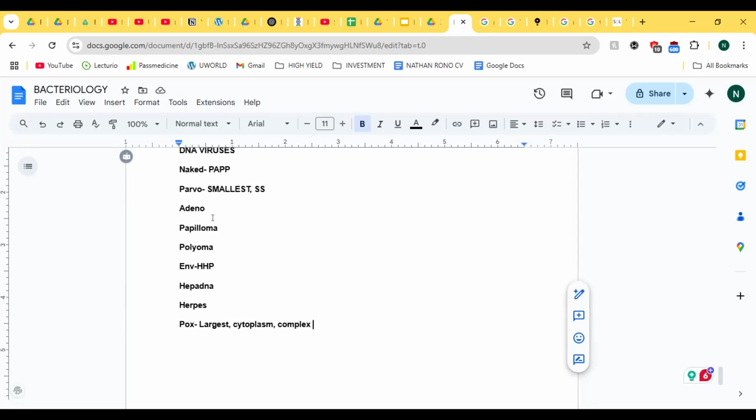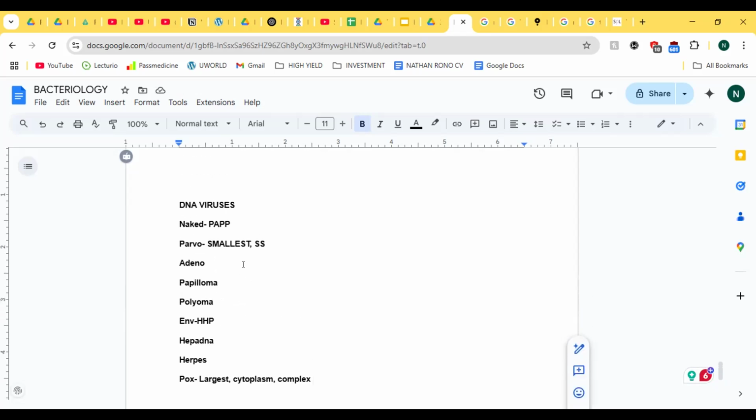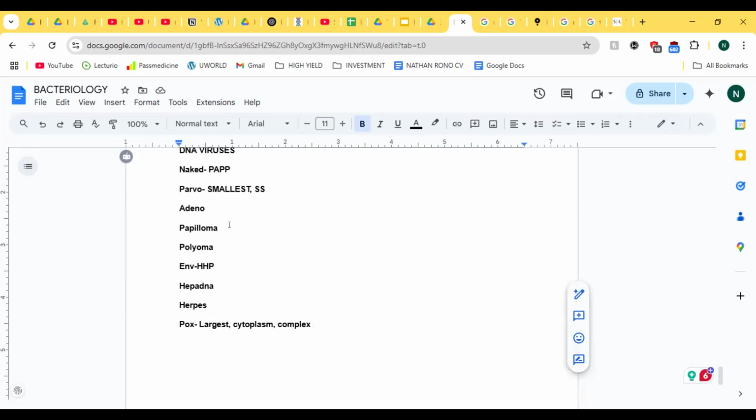How to remember that pox replicates in the cytoplasm? You can say pox outside a box, the box being the nucleus. And pox is the only one that is complex shaped. The rest are icosahedral. Now, we are done there. These three in the middle, papilloma, polyoma, and hepad DNA, are all circular. They're the ones in the middle of the mnemonic. Circular.